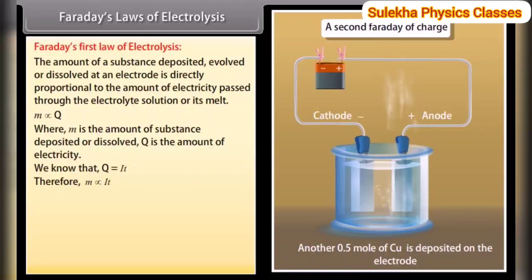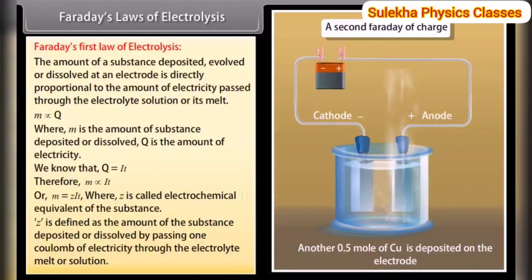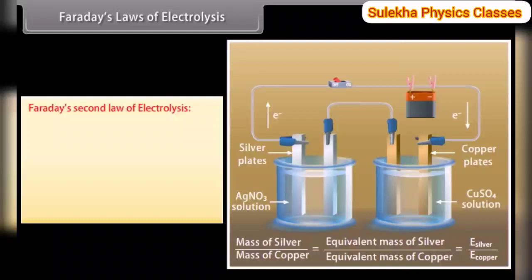We know that Q is equal to It. Therefore, M is directly proportional to It. It can be written as M is equal to Zit, where Z is called the electrochemical equivalent of the substance. Z is defined as the amount of the substance deposited or dissolved by passing 1 coulomb of electricity through the electrolyte melt or solution. Faraday's second law of electrolysis.